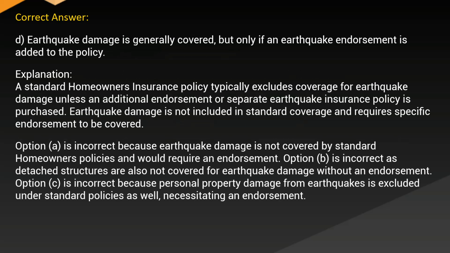Correct answer: D. Earthquake damage is generally covered, but only if an earthquake endorsement is added to the policy. Explanation: A standard homeowner's insurance policy typically excludes coverage for earthquake damage unless an additional endorsement or separate earthquake insurance policy is purchased. Earthquake damage is not included in standard coverage and requires specific endorsement to be covered. Option A is incorrect because earthquake damage is not covered by standard homeowners policies and would require an endorsement. Option B is incorrect as detached structures are also not covered for earthquake damage without an endorsement. Option C is incorrect because personal property damage from earthquakes is excluded under standard policies as well, necessitating an endorsement.